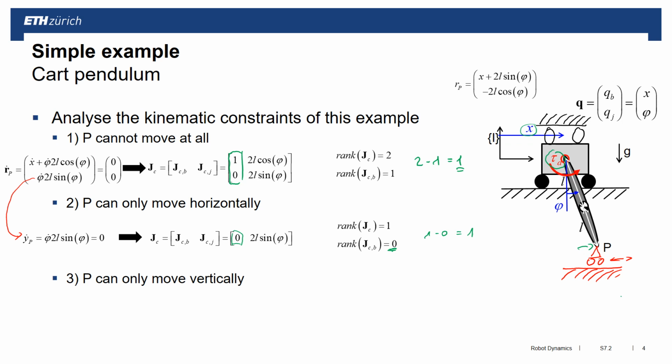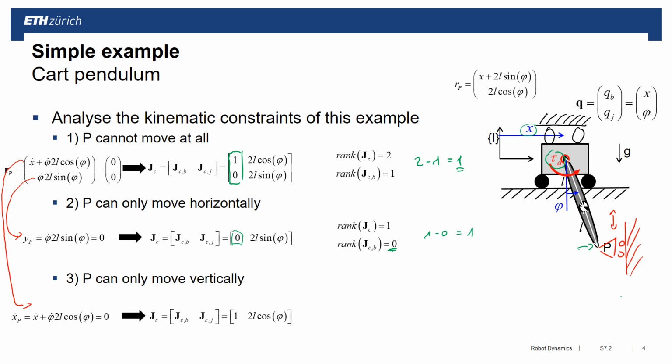Now the third constraint is then a different one. So the third constraint here looks the following. We have now a cart which can move only in Y direction, so we can move in this direction. That means this X dot must be 0. So I have my X dot of P must be 0. I can determine again my contact Jacobian, which has a base part in here. And if I analyze the rank of that now, I have the rank of JC equal to 1, and the rank of JCB equal to 1.